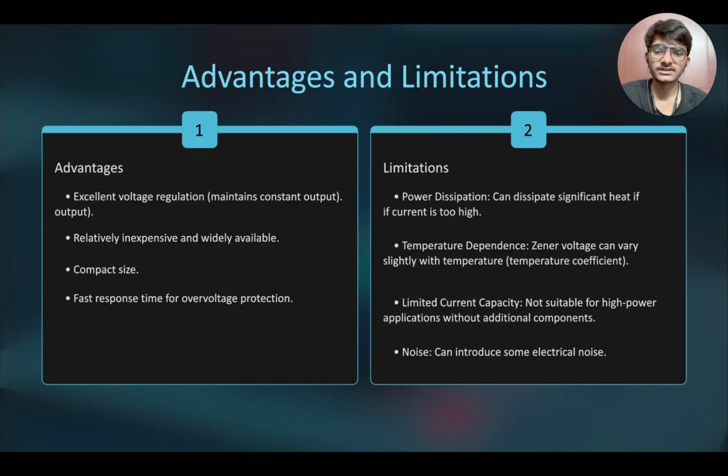Zener voltage can vary slightly with temperature. That means Zener diodes are not suitable for high power applications, as we saw in the first limitation. Without additional components, we cannot use them in high current capacity circuits. Noise: Zener diodes can introduce some electrical noise.